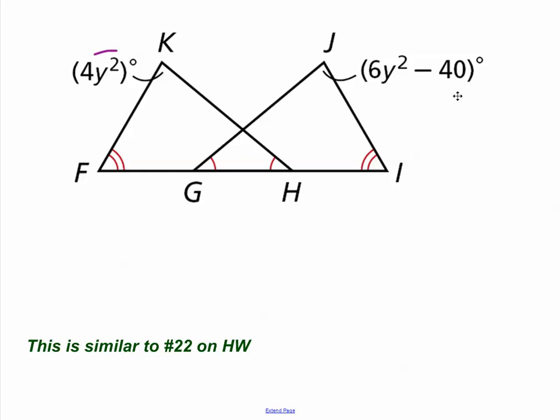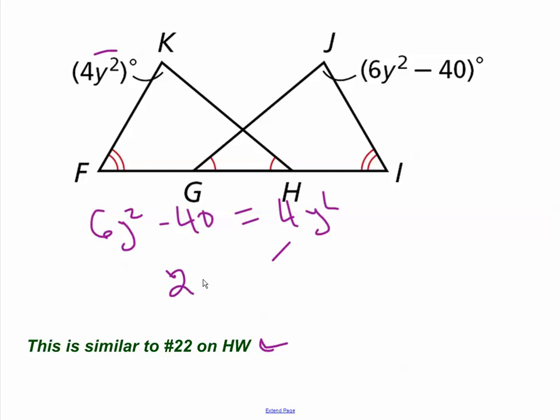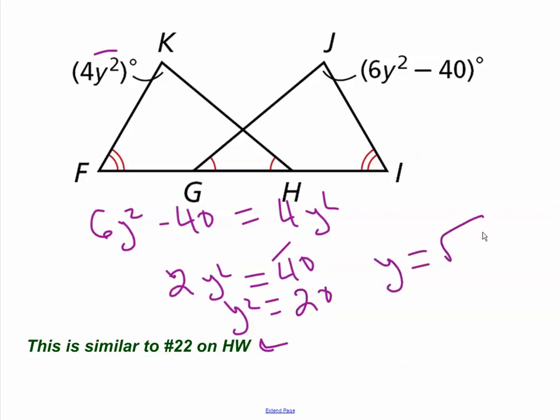So I'm going to have 6y squared minus 40 is equal to 4y squared because of the third angle theorem, because these two are equal, these guys are equal. So I'm just going to set this right here. I don't want red, I want purple. So we got 6y squared minus 40 is equal to 4y squared. And guess what? This is similar to this problem right here. I'm going to subtract 4y squared on both sides, so I get 2y squared. And I'm going to add 40 to both sides. So y squared is equal to 20. So y is equal to radical 20.